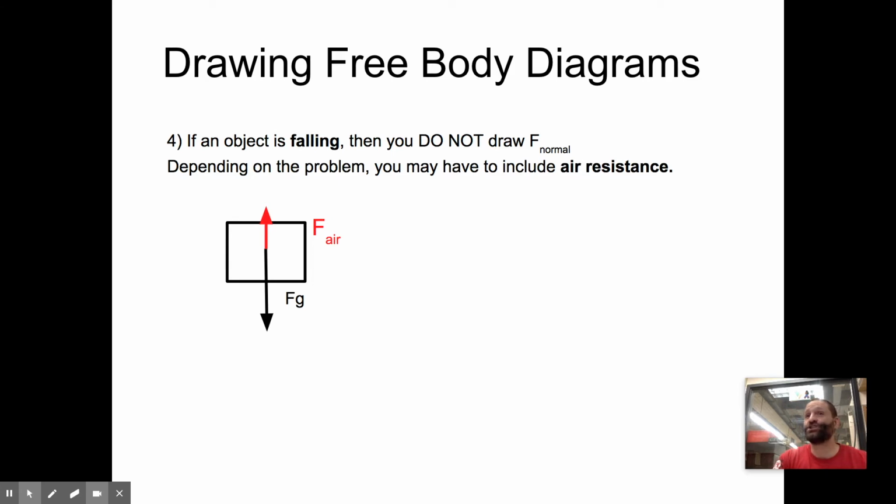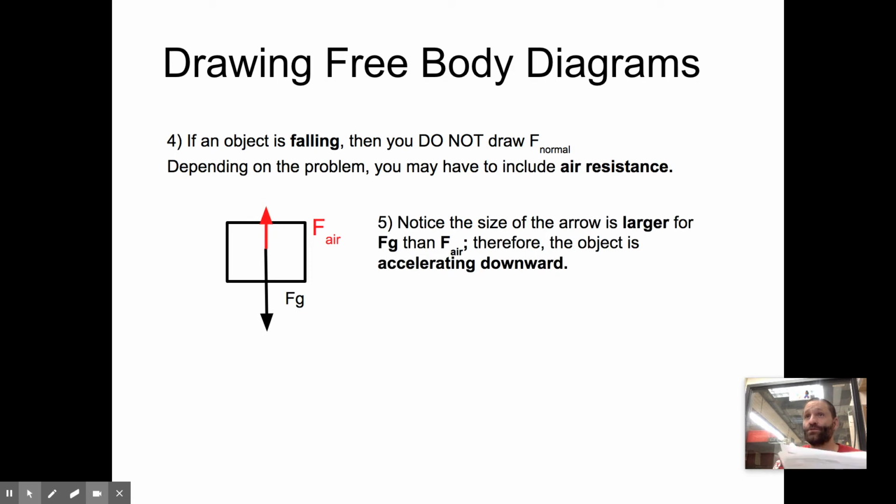Okay, so that's going to show me, if I look at this, I know that the object is going to be accelerating downward because the F net, if I did vector addition with those, okay, so notice that the size of the arrow is larger for F of little g, the black arrow, than F of air resistance, the red arrow. Therefore, the object is accelerating downward. Now, remember, acceleration can mean 3 things: speeding up, slowing down, turning. So we're just going to say accelerating for now, because there'll be some exceptions to this moving forward.